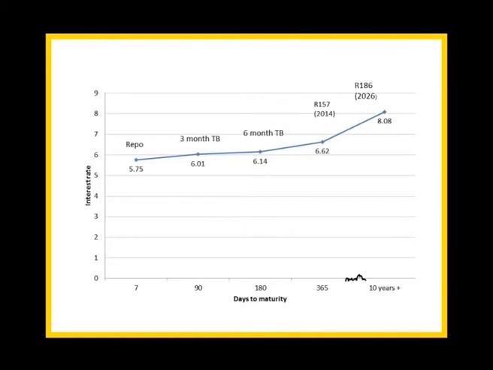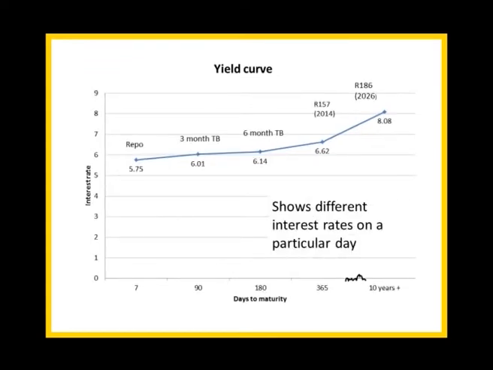And that is why a yield curve will usually have a positive slope, with longer term interest rates having a higher return or yield than shorter term interest rates. Now, as I've indicated, we call this a yield curve. The information that is available in a yield curve shows you the relationship between short-term interest rates and long-term interest rates. What is important is that this information on a yield curve is for a particular day. So it shows all the different interest rates on a certain date.